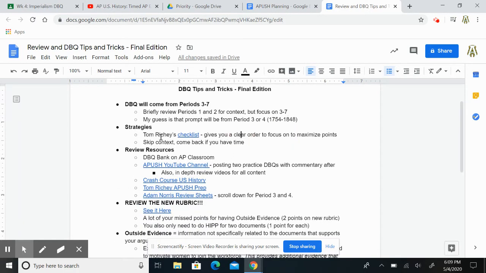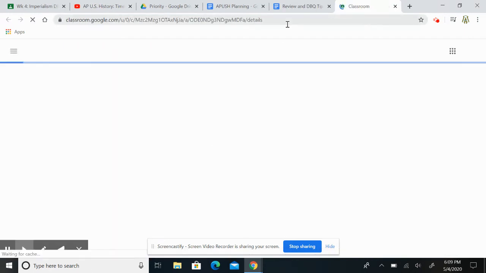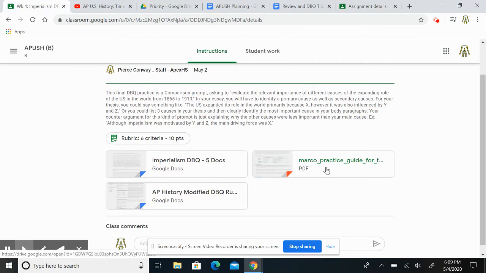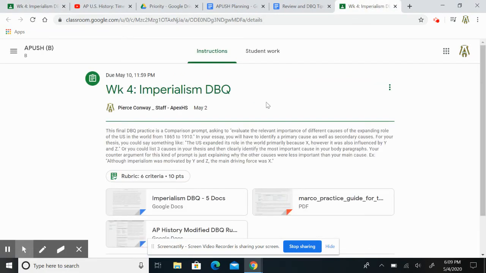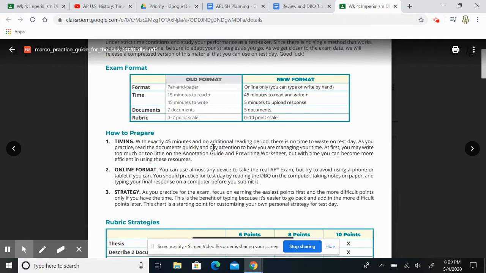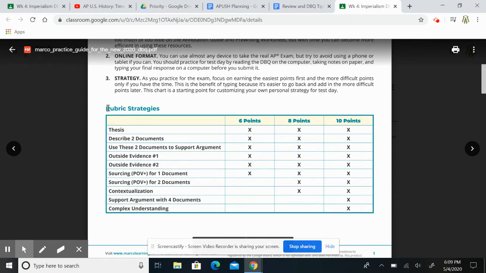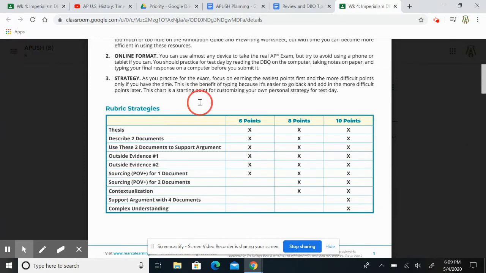So let's jump into some specific strategies. I've posted this. Some of you guys have said that you're using it. Some of you have not said anything. It's this practice guide. I posted it with every practice DBQ. It gives you a little bit more information about the DBQ. This is really what I want you guys to look at, the rubric strategies.